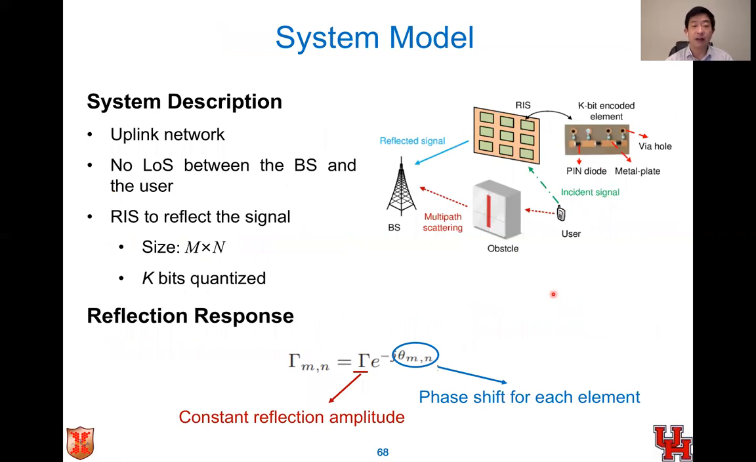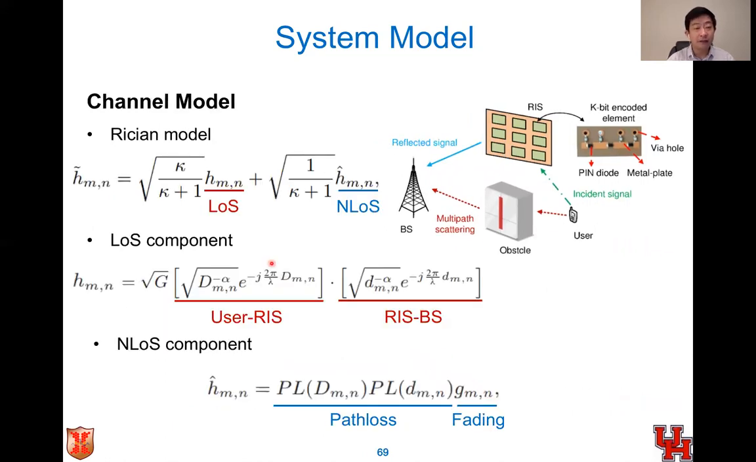So here we consider the uplink case and no line of sight between the base station and the user. And then we have the RIS reflect the signal with a size of M times N. And we have the k-bit quantized. This is the reflector, and this phase shift is k-bit quantized. And then we have the line of sight channel and non-line of sight channel. For this line of sight channel, we have this user to RIS and the RIS to base station, this step and this step. And for non-line of sight, we have the overall path loss plus the Rayleigh fading.